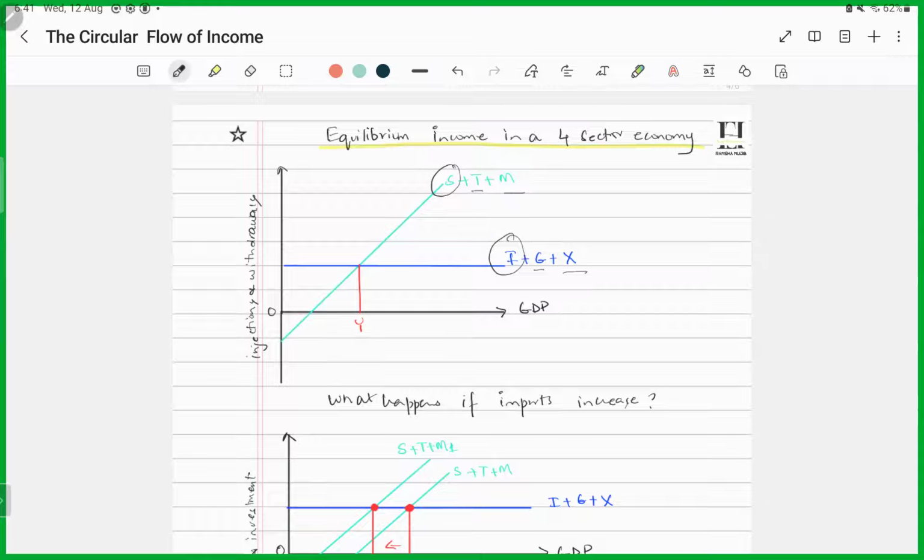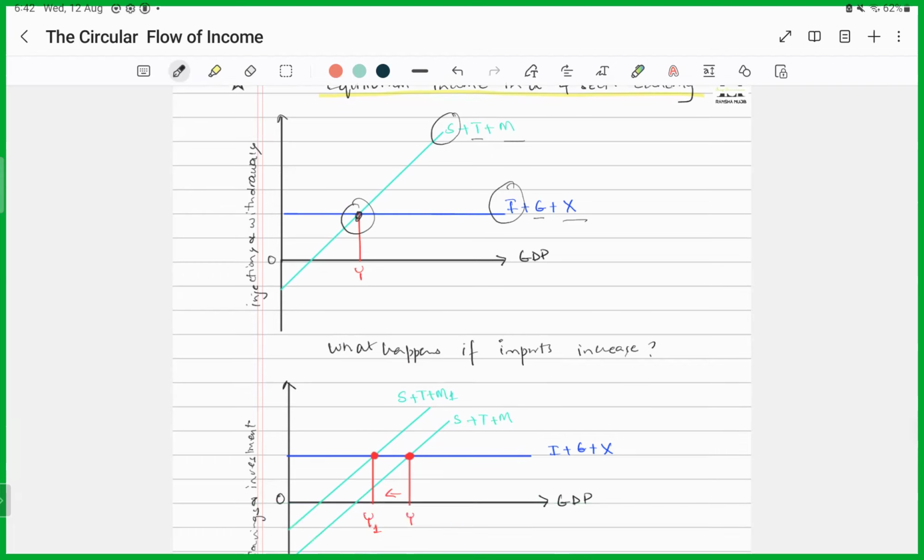So the green line is representing the withdrawals, and the blue line is representing all the injections, right? Now notice this is the equilibrium situation in a four sector economy where the injections are equal to the withdrawals, right? Now, again, in this scenario also, we can bring a twist by bringing in changes in either the injections or in the withdrawals. So you can do that for your practice.